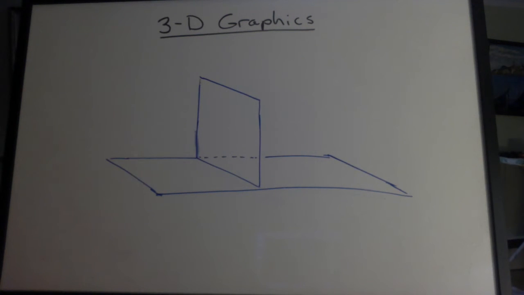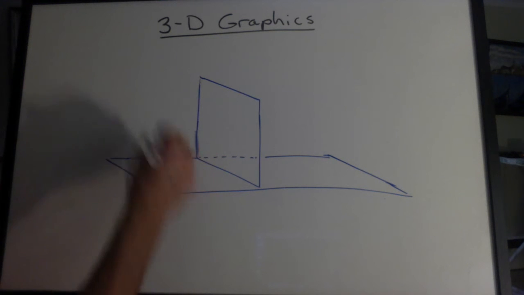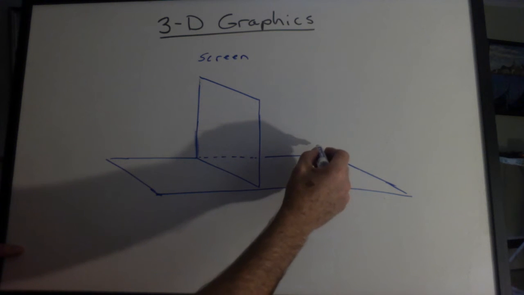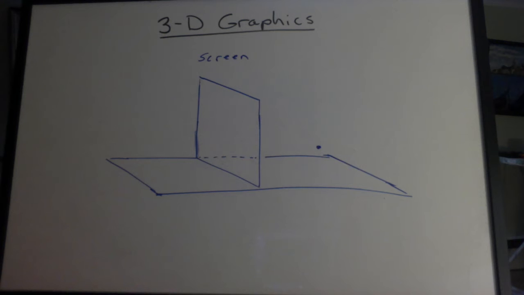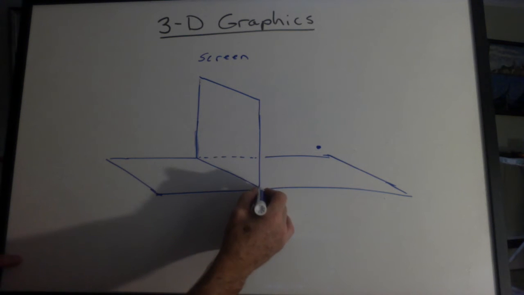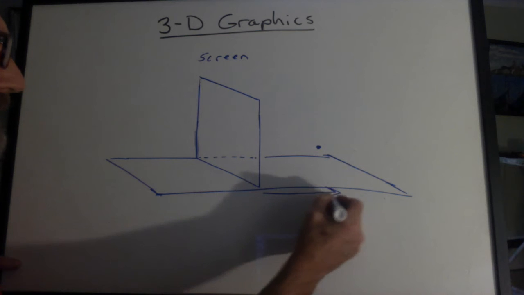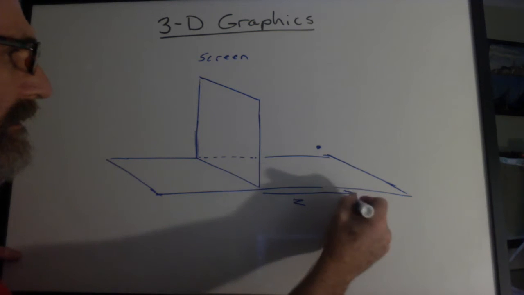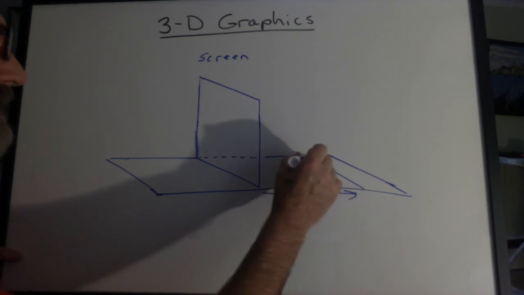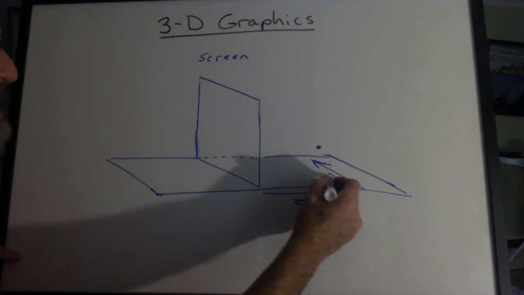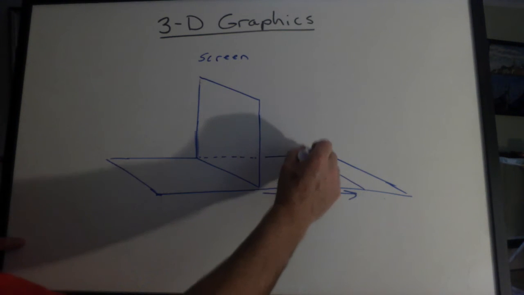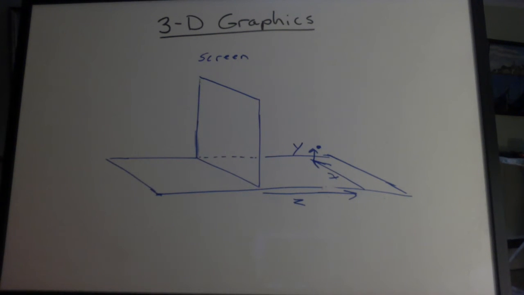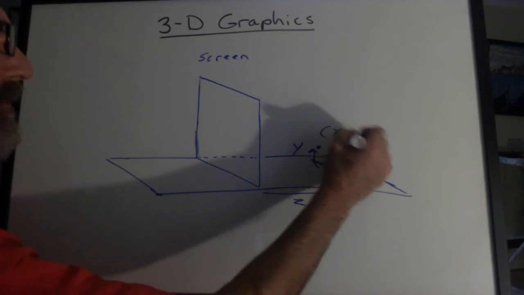Okay, so let's set up a little coordinate system here. This is going to be the computer screen, and we're going to have an object out here. I'm only going to work with one point right now. And we have to define where that point is. I'm going to say that the point has a depth of z going away from the screen. Define this distance going this way as an x value. And then this distance going this way will be a y value. So the point has a coordinate of x, y, and z.